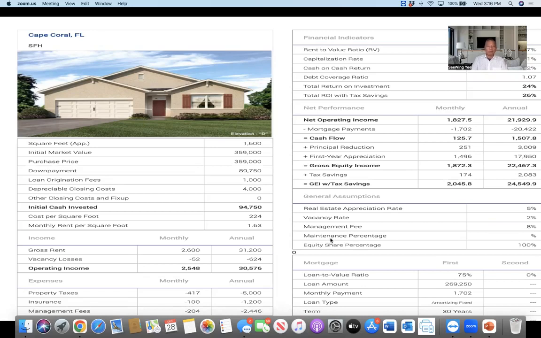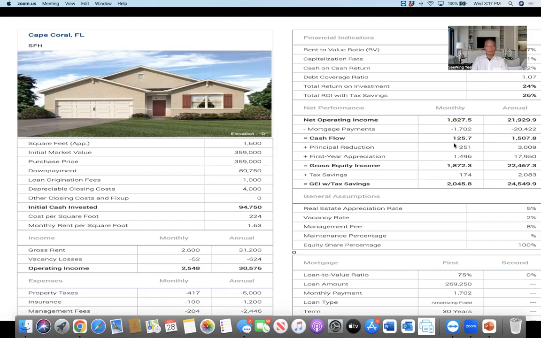So this first property happened to be a single family home, new construction in Southwest Florida. The market price is $359,000. You put 25% down payment, even at the 6.5% mortgage rate. This is your down payment, and you're getting a rent of $2,600 per month from a renter. Then you collect your rent, or your property manager collects rent. You manage your monthly debt service. At the end of the day, you have a positive cash flow of $125 per month net monthly. This is just a starting point.